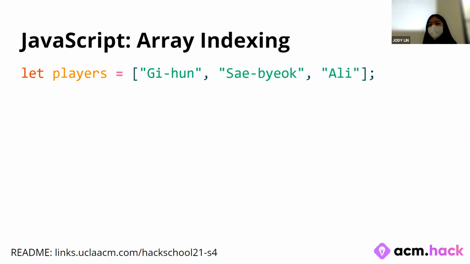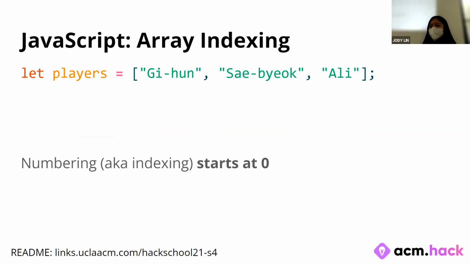All right, so another really important concept about arrays is indexing. So what is indexing? Indexing is like numbering. So we can number each item in the array and we can access them that way. In English, when we count, we usually count from 1. You're like, okay, 1, 2, 3. But in programming, or at least in JavaScript, we start at 0.